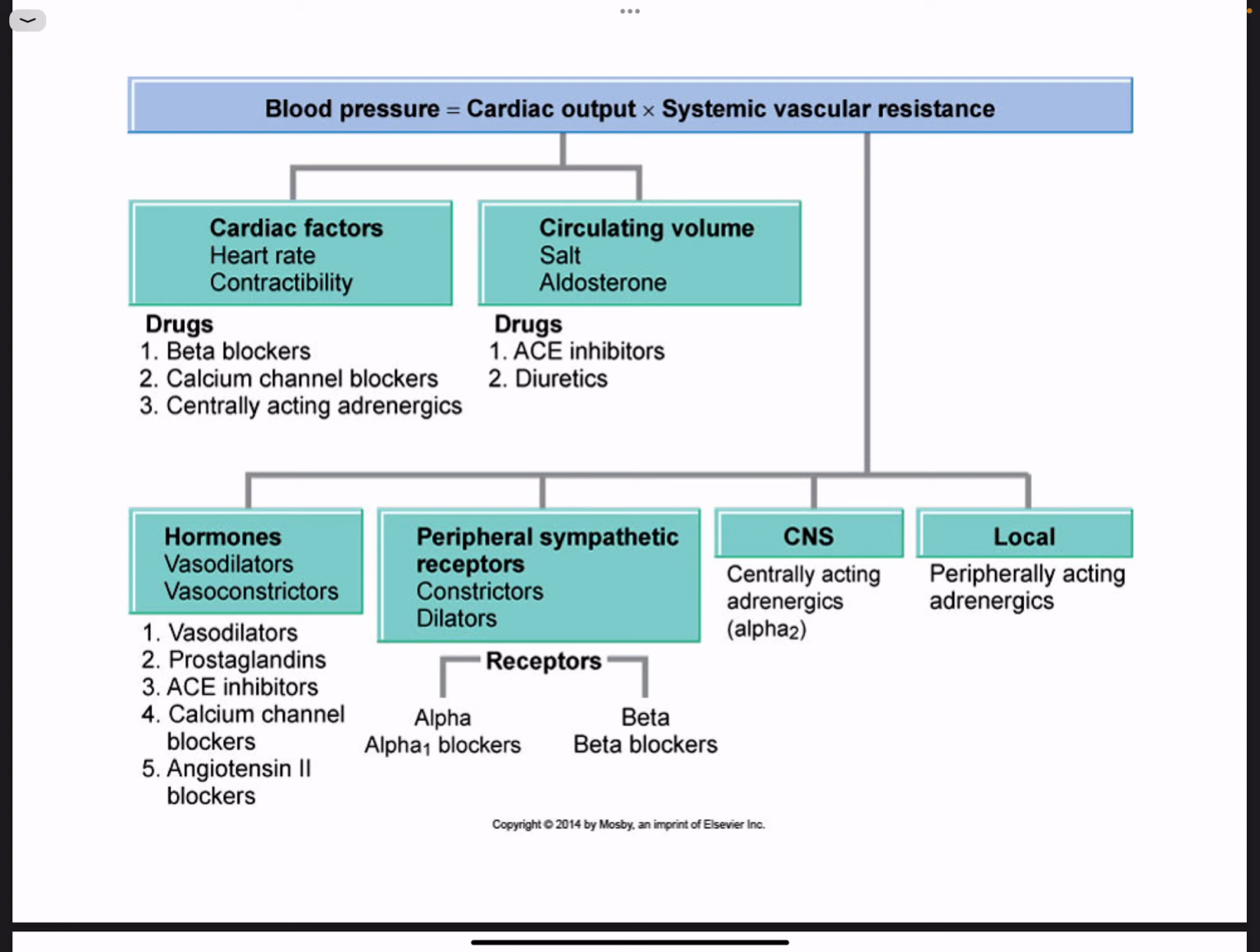Angiotensinogen is converted to angiotensin 1. Angiotensin 1 is converted into angiotensin 2. The conversion of angiotensin 1 into 2 is done by ACE, angiotensin converting enzyme, or what we say kinase enzyme. If you ask Dr. Fatih, he will say kinase. But in pharmacology and physiology, we say angiotensin converting enzyme.